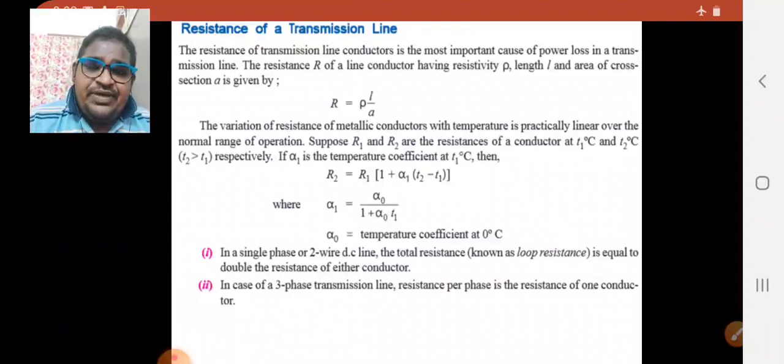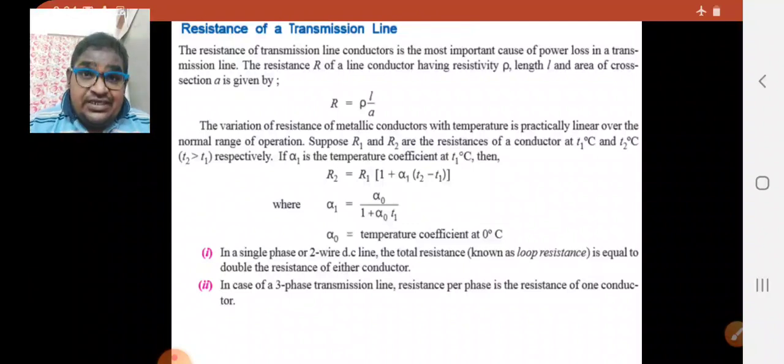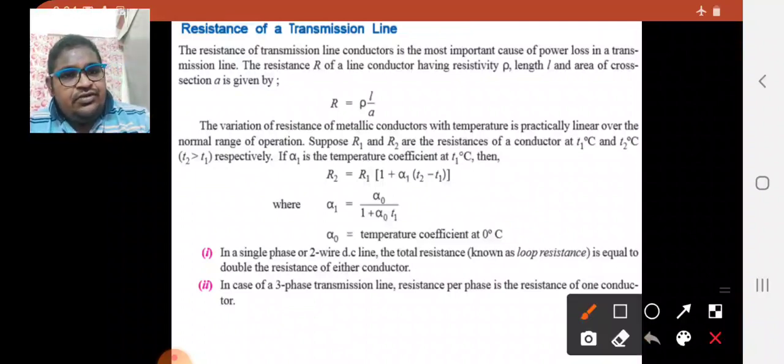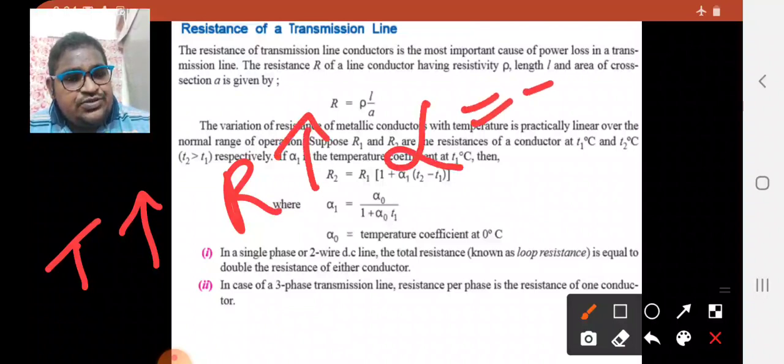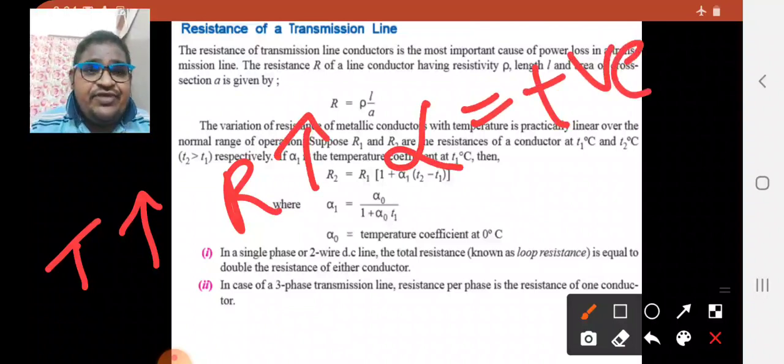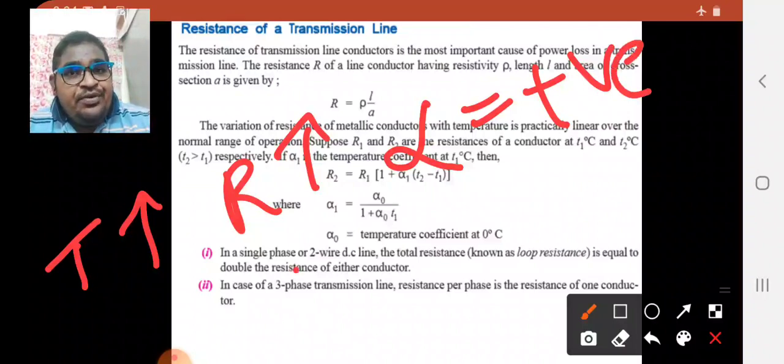So in which case is the temperature coefficient positive? Suppose when the temperature increases, the resistance also increases, then in such case the temperature coefficient is positive. Can you give an example for such a material? Yes, the best example is pure metals.